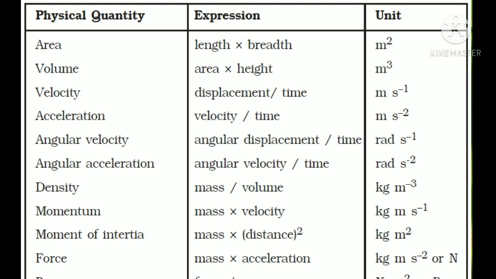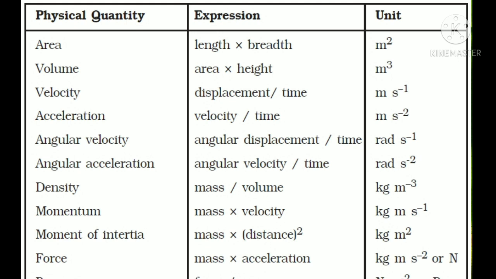Next one is angular velocity. When a particle is moving in a circular path, that motion is called angular motion and the velocity is called the angular velocity. What is the expression? Angular displacement by time. The unit of angular displacement we just discussed, isn't it? Radian. So radian per second or radian second power minus 1. The next one, angular acceleration. Acceleration, you know, is velocity by time. So angular acceleration means angular velocity by time. So the unit is radian second power minus 2.